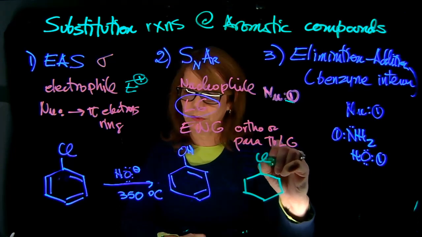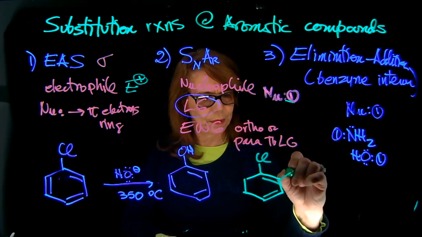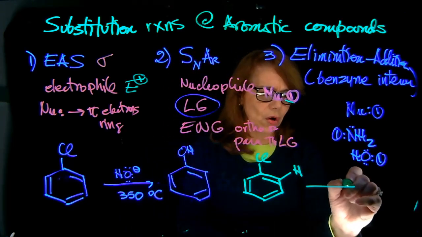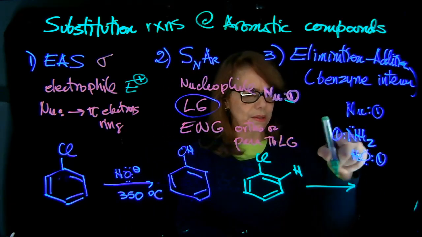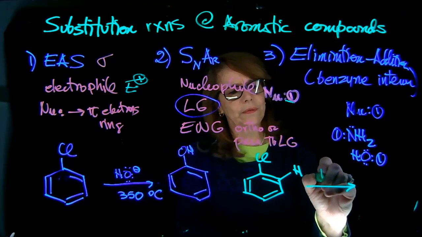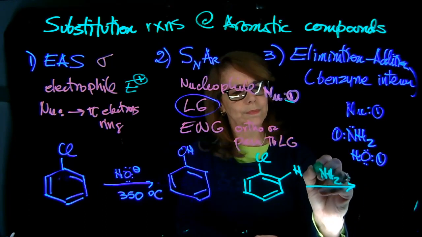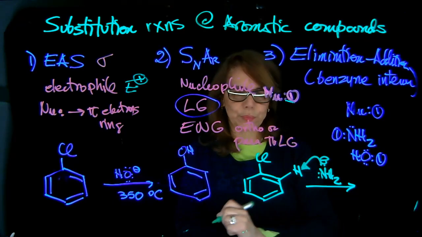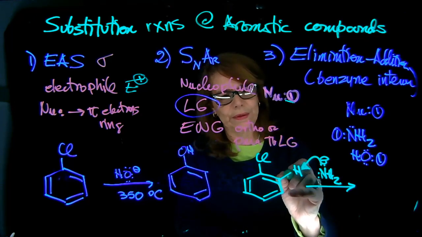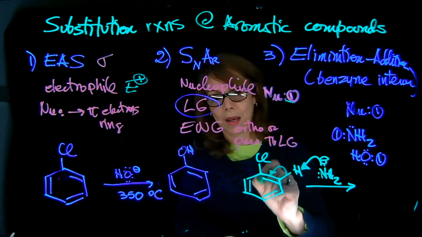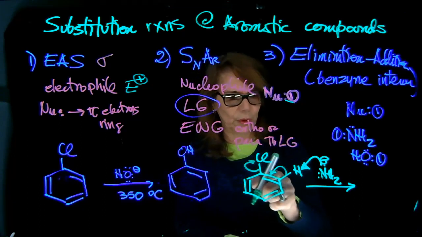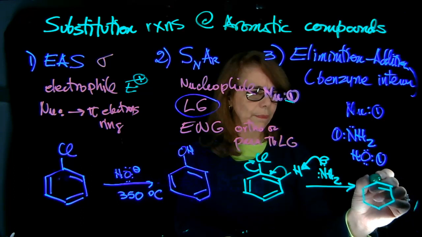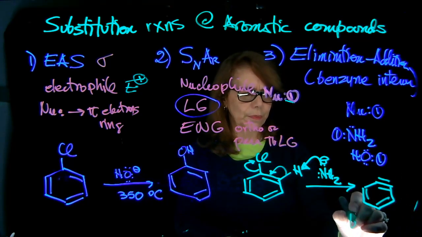I'm going to start again with my chlorobenzene, and I'm going to put an H here, one of the H's. Under very strong conditions, strong base, strong nucleophile, say that I have now amide. You're first going to have a proton transfer reaction, removing that, and these electrons are going to form the following movement to form an intermediate called the benzyne intermediate.